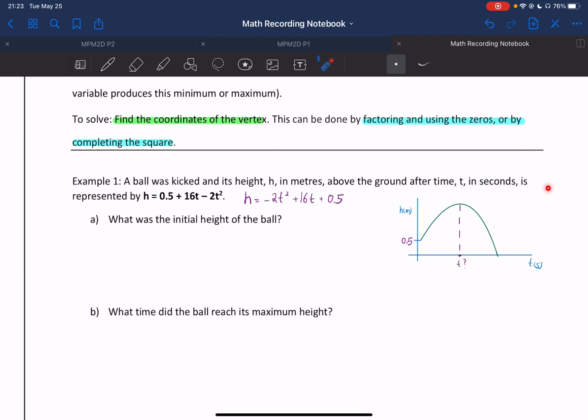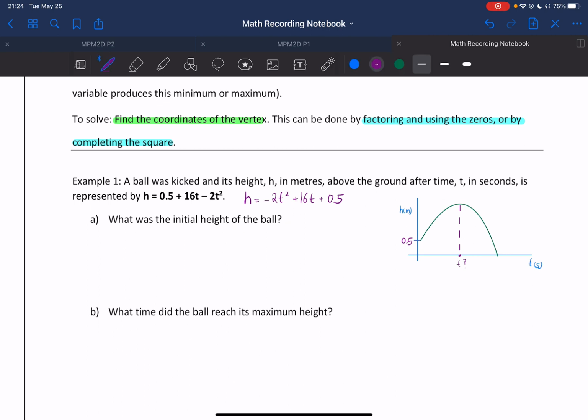Here's a quick little graph representation of what it would look like. It's going to have an initial value at 0.5, and it's going to hit the ground at some point, and there's a maximum at some point. I kind of already answered the first question: what is the initial height of the ball?